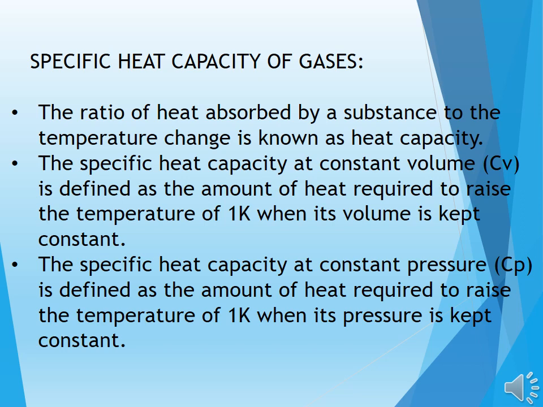We know that gases can be expanded or compressed easily. In that order, the specific heat capacity at constant volume, Cv, is defined as the amount of heat required to raise the temperature of 1 kg of the gas through 1 Kelvin when its volume is kept constant. Second, the specific heat capacity at constant pressure, Cp, is defined as the amount of heat required to raise the temperature of 1 kg of the gas through 1 Kelvin when its pressure is kept constant.